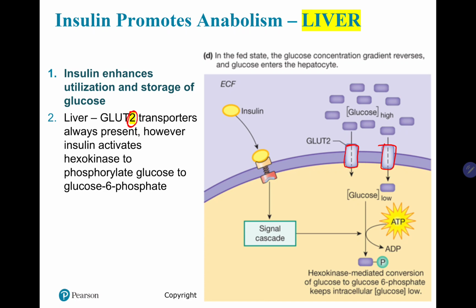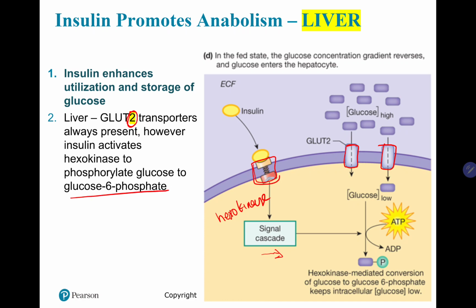Now, in this process that we see here, notice how insulin will bind. It's the binding of insulin to that cell receptor for insulin that's going to provide a signal cascade, right? So what happens is this signals for a kinase, specifically hexokinase, right? And that's going to phosphorylate glucose into glucose 6-phosphate.